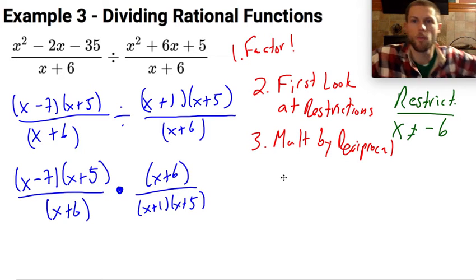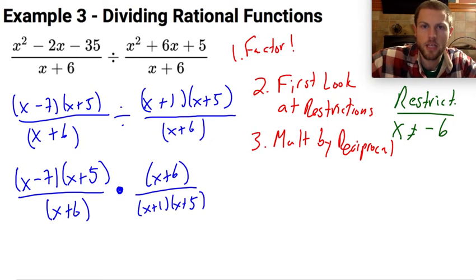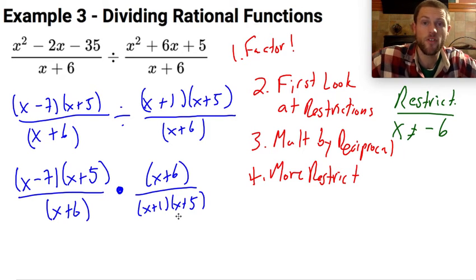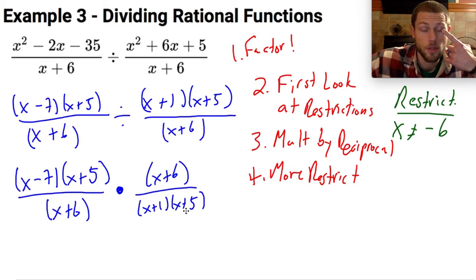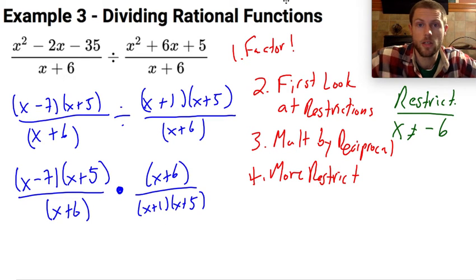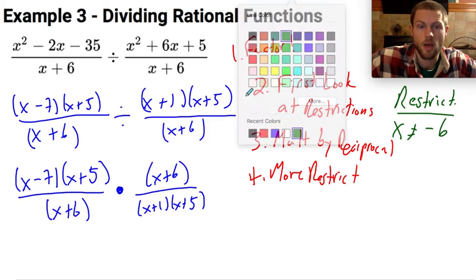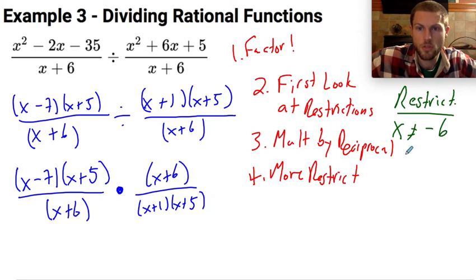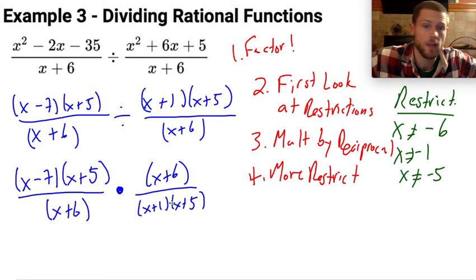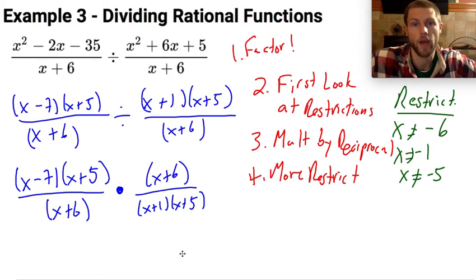And here's where we need to go back to the restriction bank. This is where I'm making my second look for more restrictions, because now I have different stuff in another denominator. This still is a denominator, so I need to look at what restrictions are in it. Here I have restrictions of x cannot equal negative 1 and x cannot equal negative 5. That's going to cause a 0 in the denominator of this new fraction, so those are still going to all be restrictions.